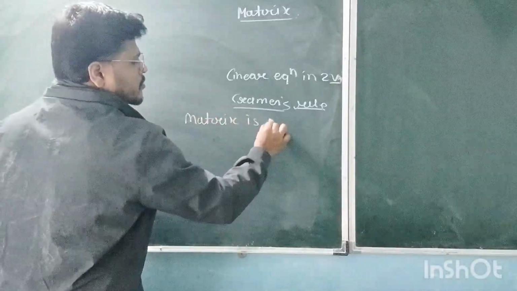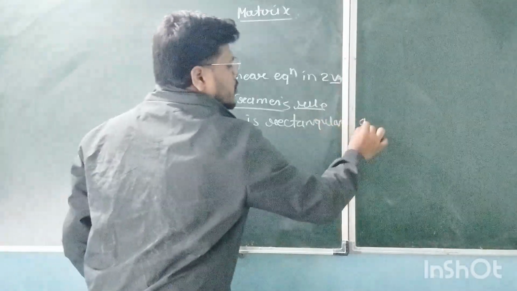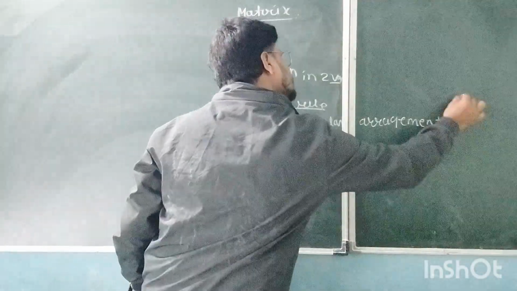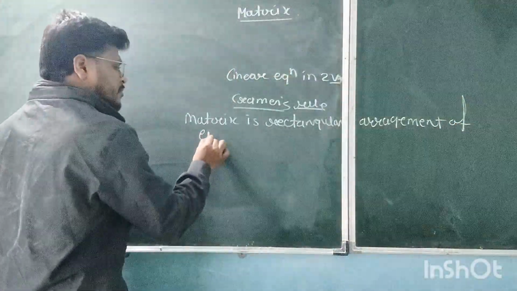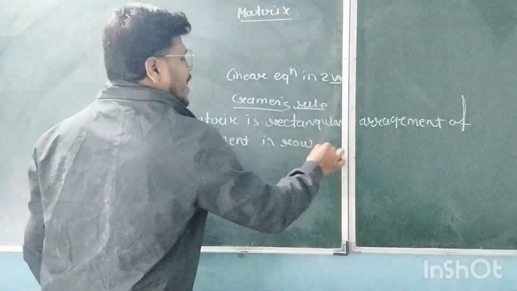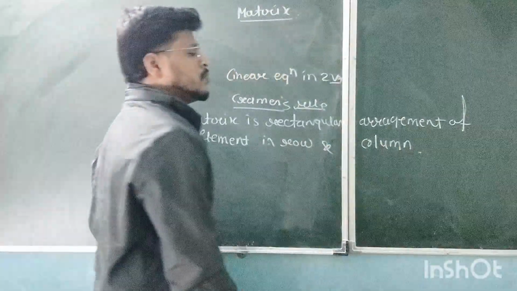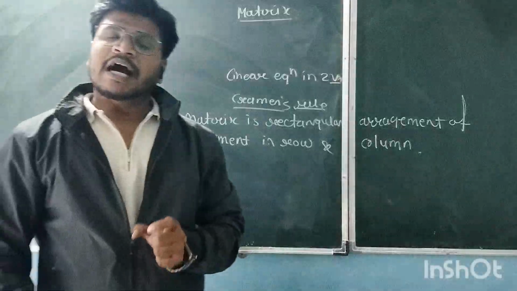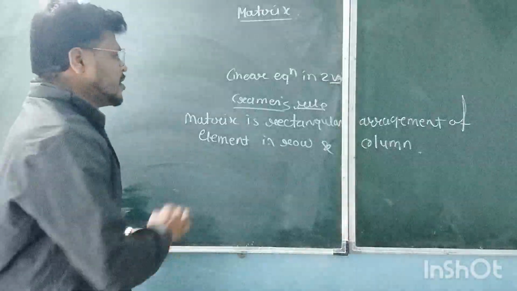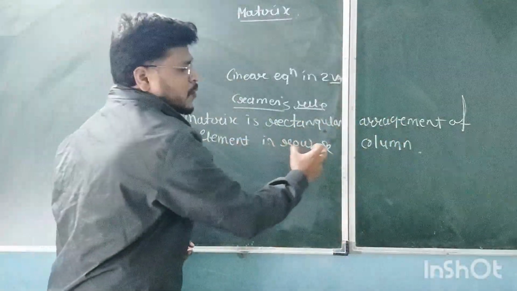If someone asks you the scientific or mathematical definition of a matrix, a matrix is a rectangular arrangement of elements in rows and columns.